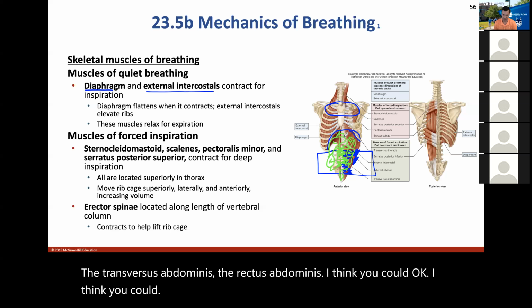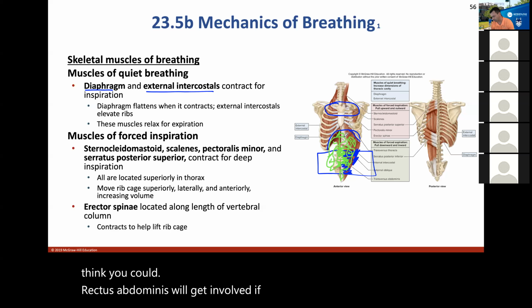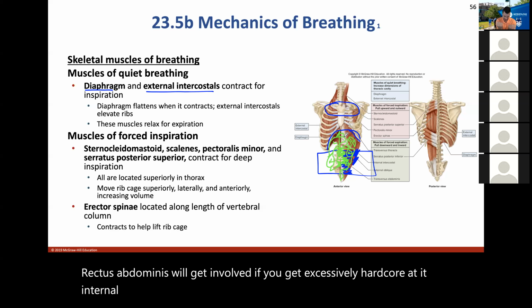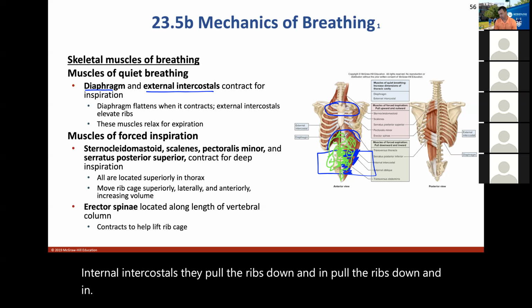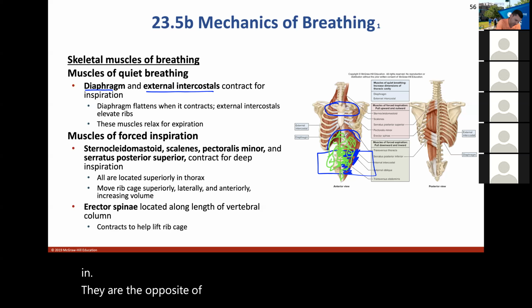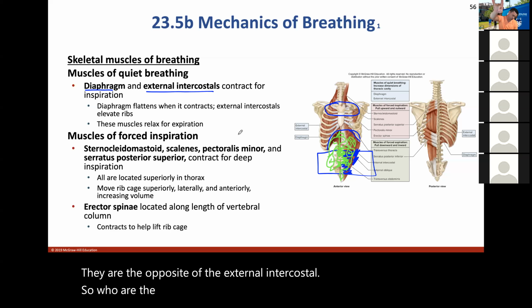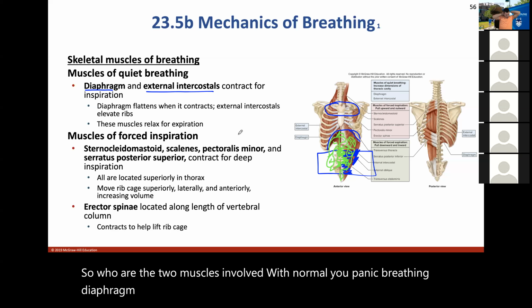Rectus abdominis will get involved if you get excessively hardcore at it. Okay. Internal intercostals, they pull the ribs down and in. They're the opposite of the external intercostal. So who are the two muscles involved with normal eupneic breathing? The diaphragm and the external intercostal.